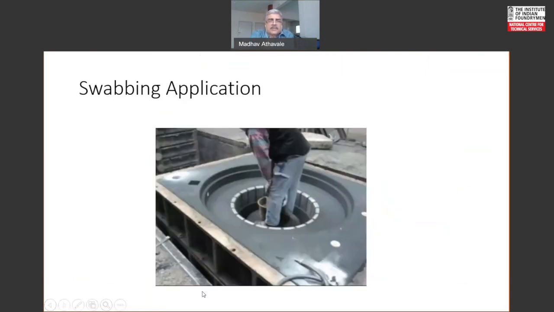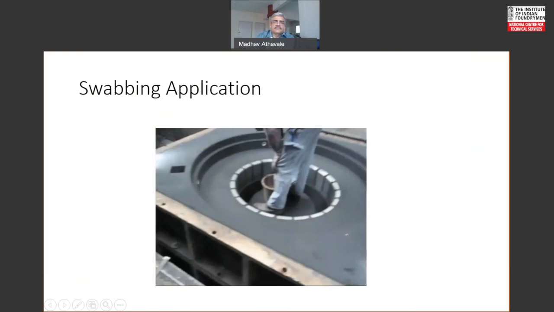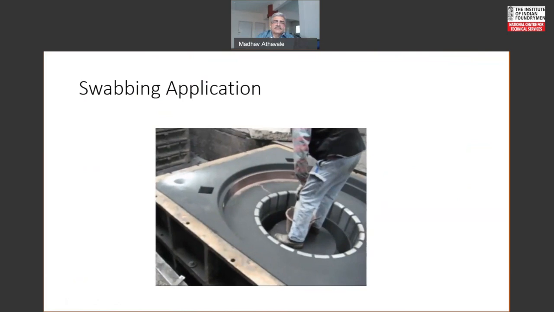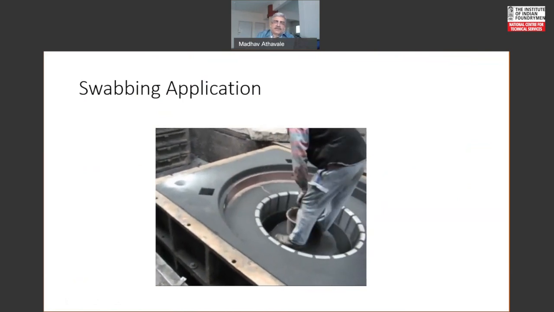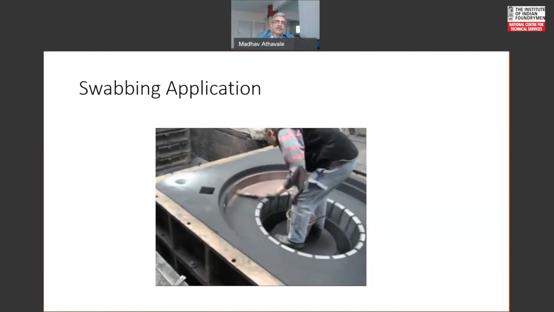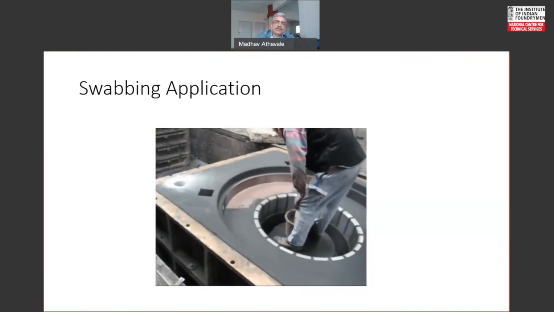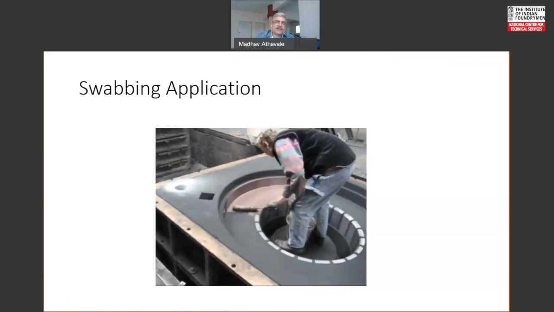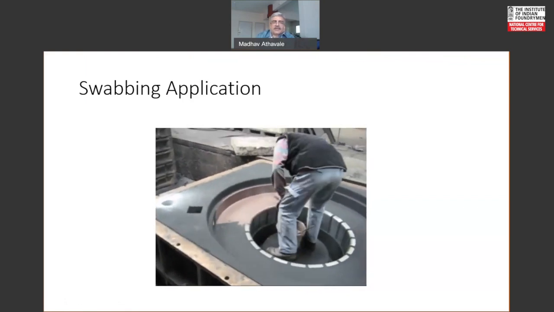Now swabbing application, and let's see if you are able to see this video. Here is a gentleman, a worker, who is applying the coating on this big mold by using a swab. So long as there is a horizontal surface, he is able to nicely rub the coating in. As far as vertical surfaces are concerned, he just about touches it, there is no great pressure that he can apply there. In brushing, yes, you can, but not so much in swab.